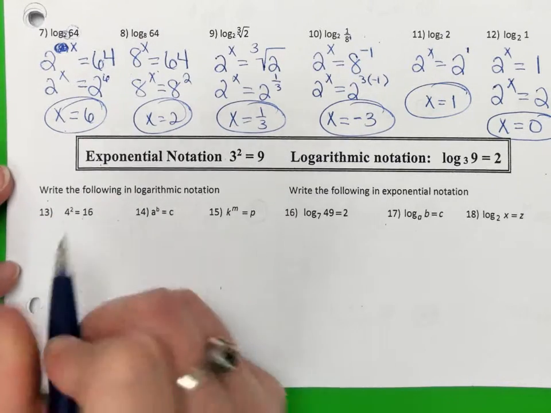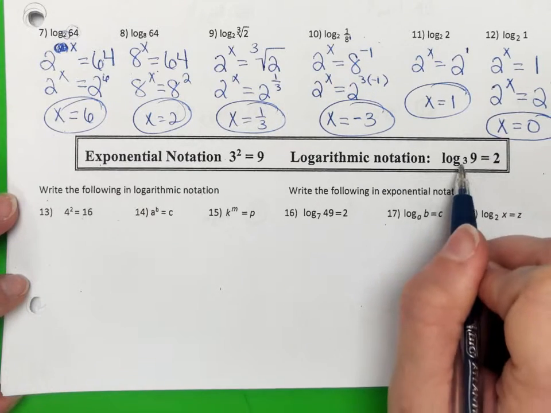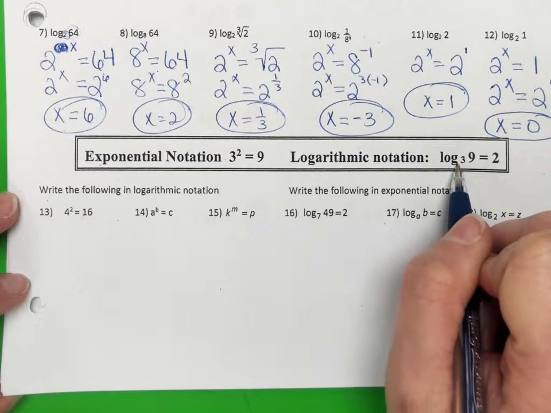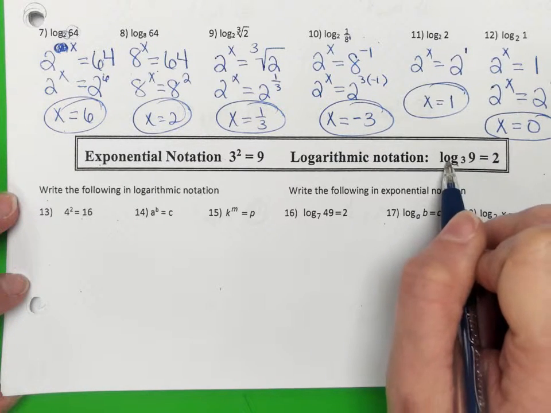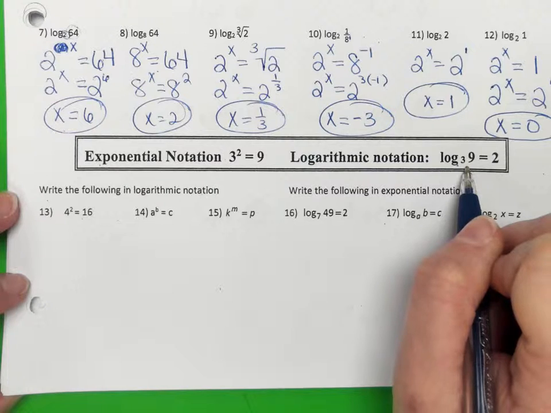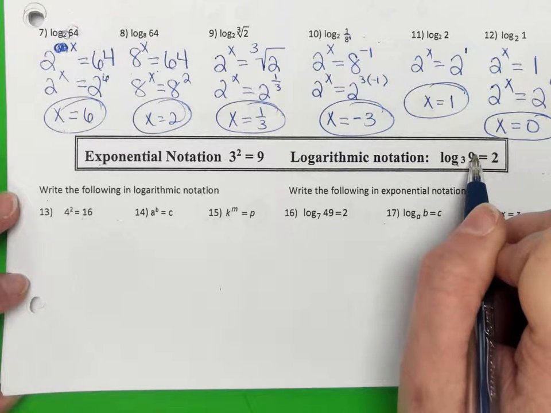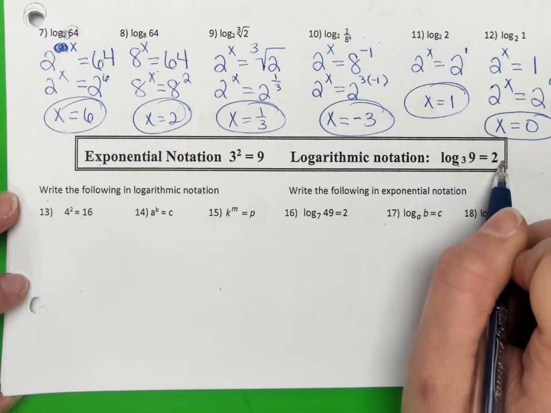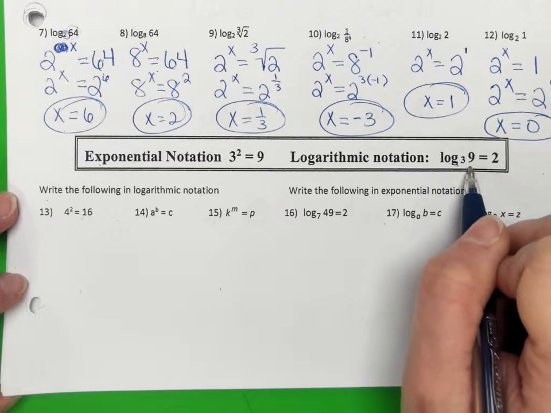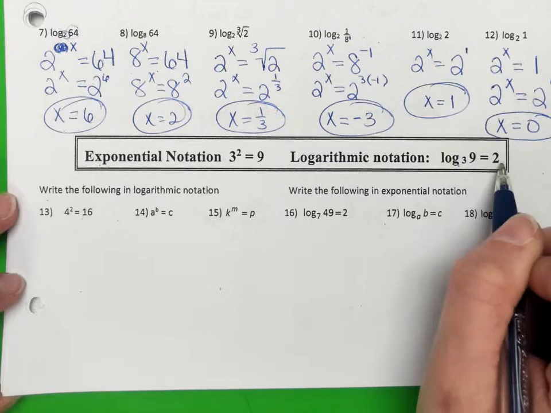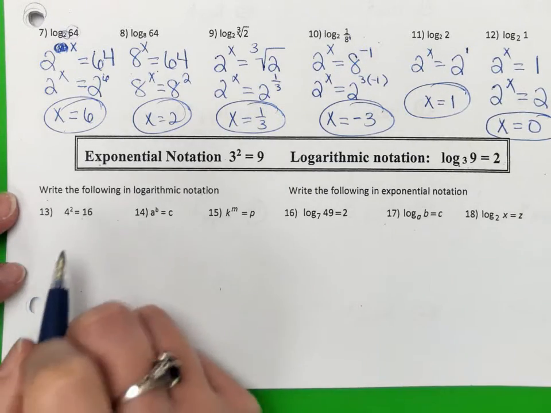You ready? So how do we say these again? How do I read this right here? How do we read this? No. That's not how we read that. Quit talking, please. Log base 3 of 9 equals 2. Let's all say that together since I'm the only one talking. You ready? Log base 3 of 9 equals 2. Okay, that makes a huge difference.